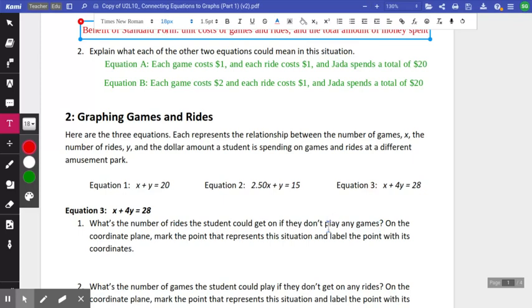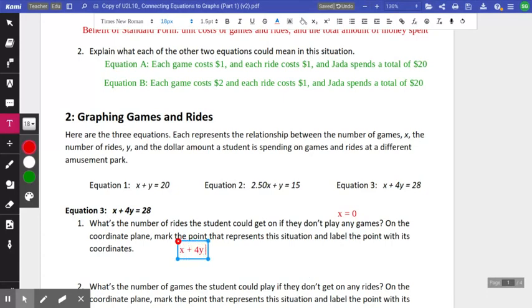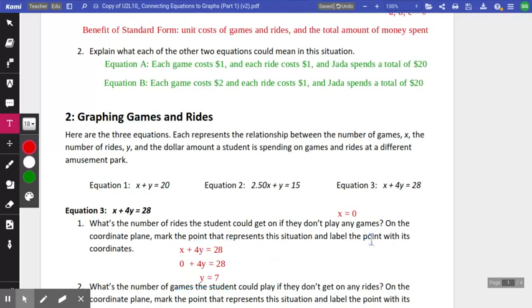Well, if you are not playing any games, remember X represents the number of games. If you were not playing any games, that must mean that X, or the number of games you play, equals 0. If you were not playing any games, that means you are spending all of your money on those $4 per ride. I can use this equation to help me think through this question by saying, well, if you are not playing any games, X must be 0. And so you are just paying $4 per ride with your total of $28. When we solve this equation, we get that Y must equal 7. If you do not play any games, you can go on a total of 7 rides.